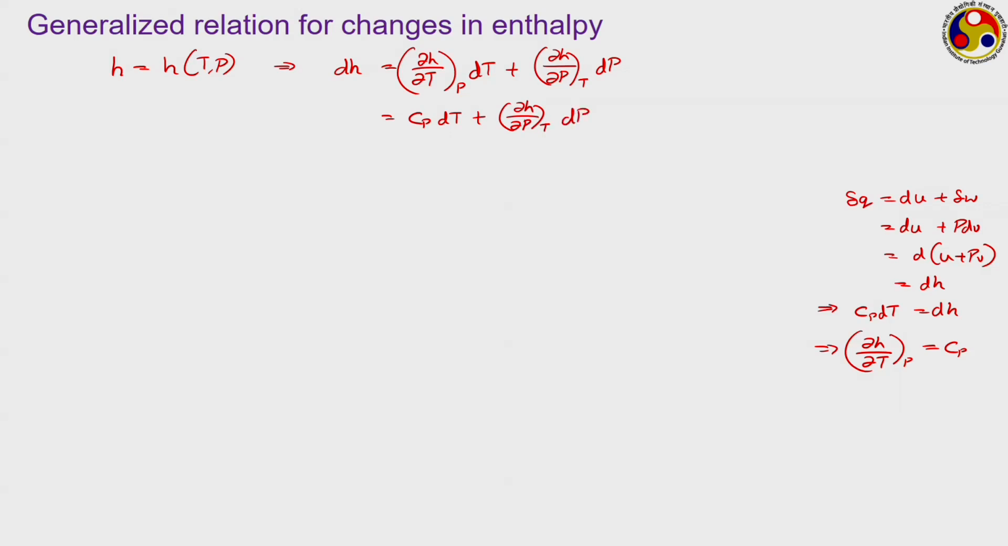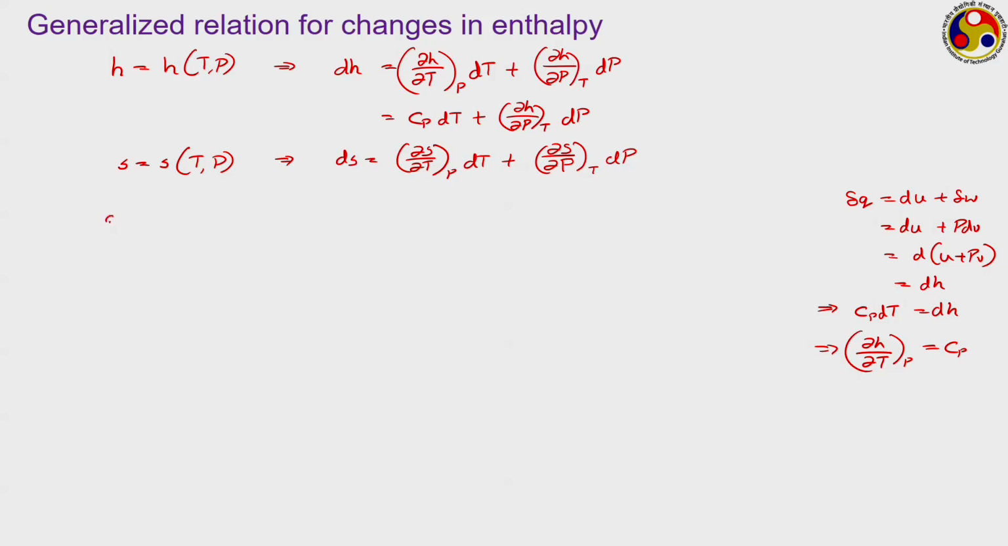So, what we should do next, like we have done in the previous case, if you are not sure, just go to the previous slide to check. We are going to consider entropy S as a function of T and P, so that we can make use of the Maxwell's relation. So, we have dS is equal to ∂S/∂T at P dT plus ∂S/∂P at T dP.